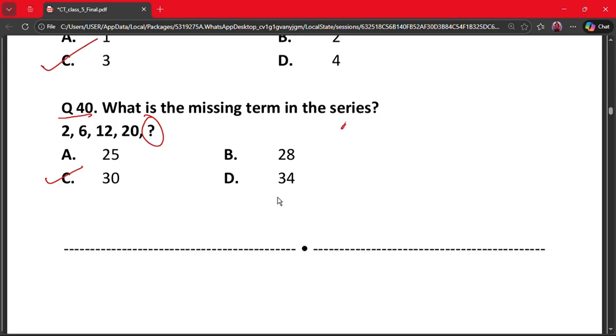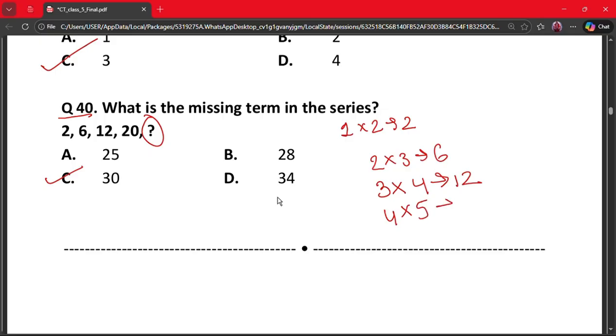It is 1 into 2, that is 2, 2 into 3, that is 6, 3 into 4, that is 12, 4 into 5, that is 20, and here what do we have to do? Plus 1 plus 1 plus 1, so here it will come 5, and plus 1 plus 1 plus 1, so here it will come 6. So 6 5s are 30. So what will come here? 30, that is option number C.